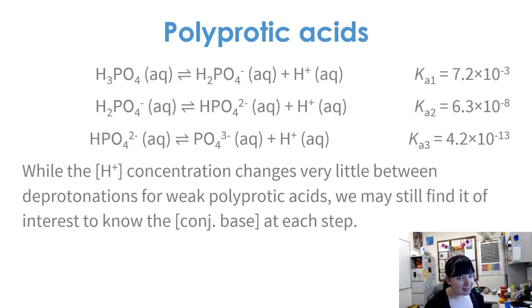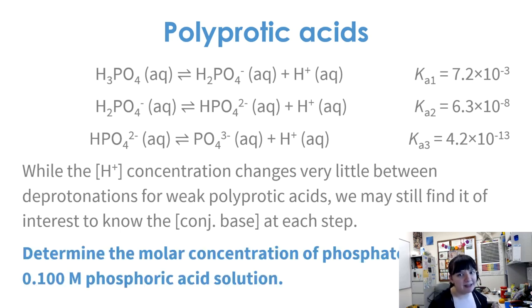Now that said, there are certain scenarios in which we may be interested in a concentration not just of the H plus, but particularly of some of the conjugate bases, or what's left of a particular acid. And in those cases, because the conjugate base itself, as a chemical formula, changes in each one of these steps, we would then need to actually do maybe a few ICE tables.